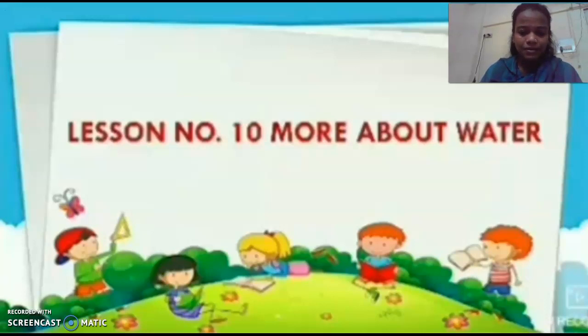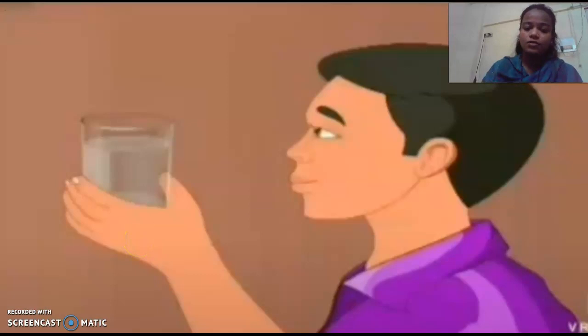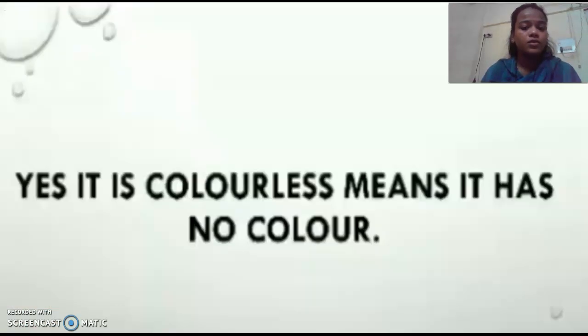So let's begin. Now children, see this glass of water. Can you tell me what is the color of water? Yes, it is colorless. Colorless means it has no color.